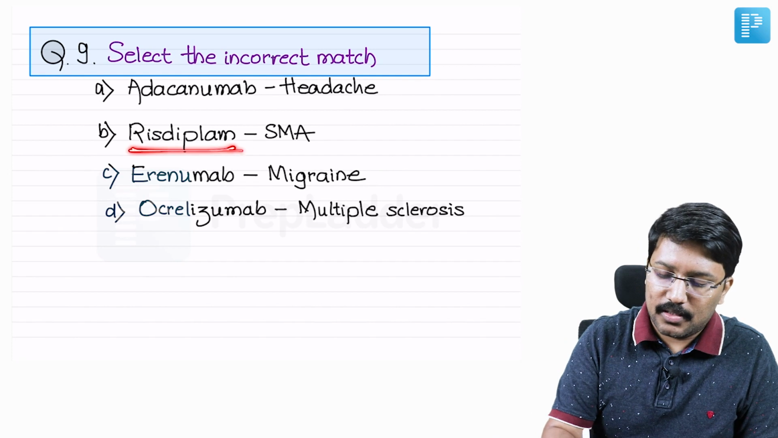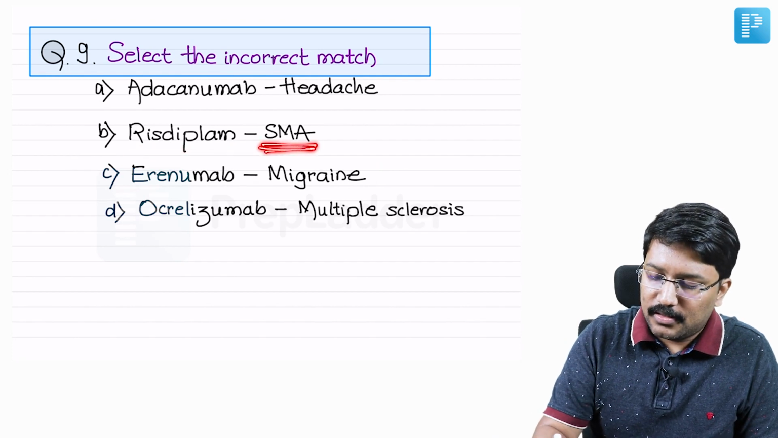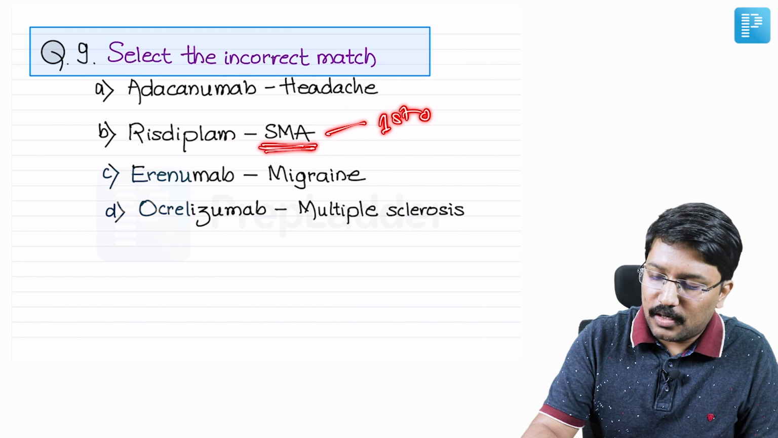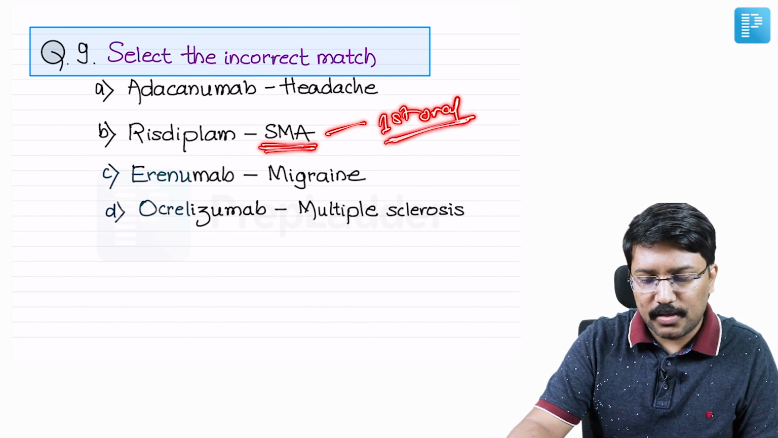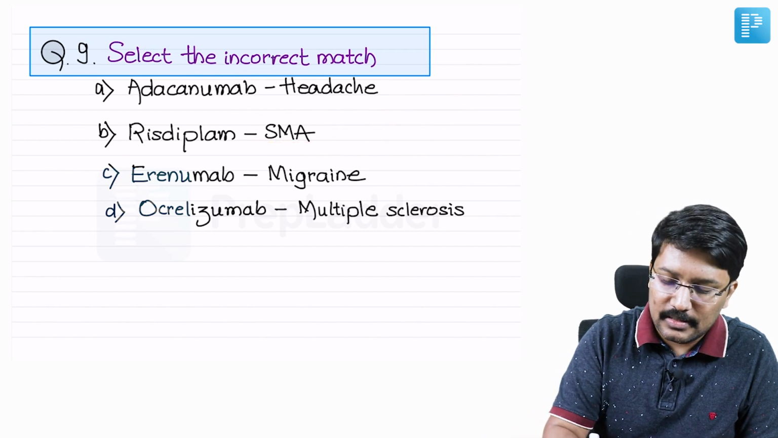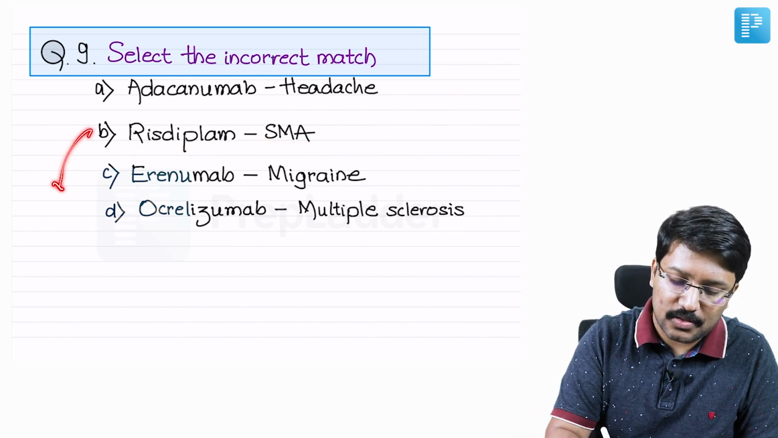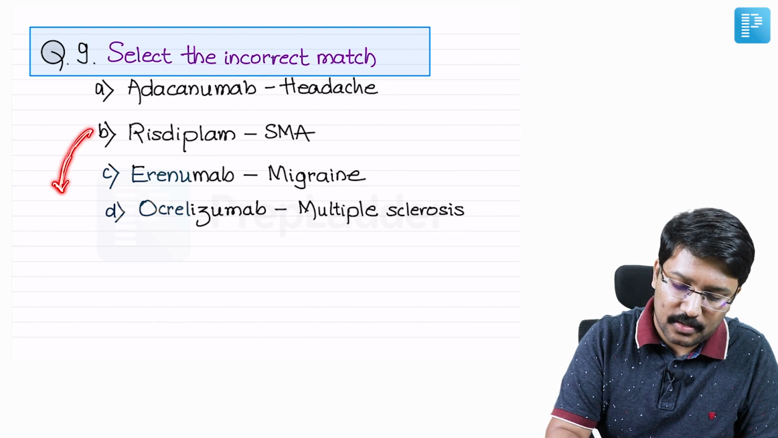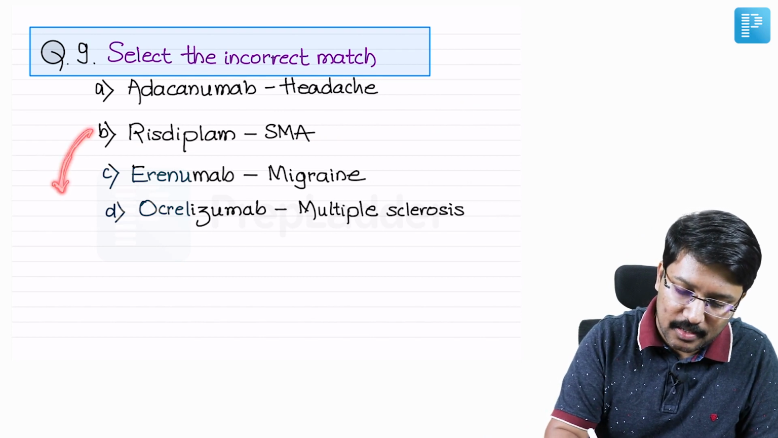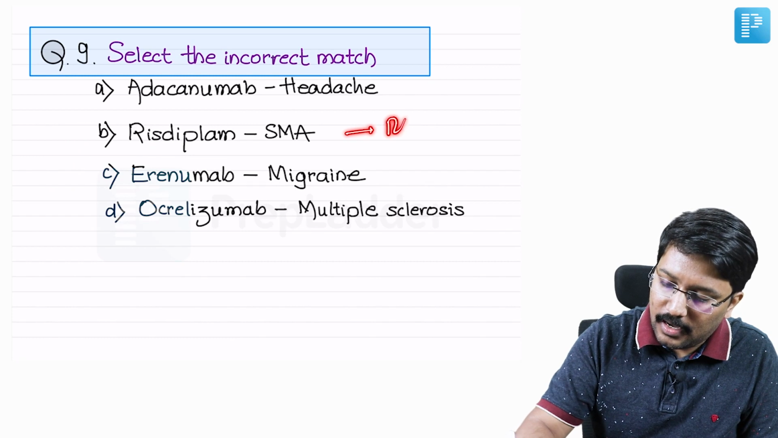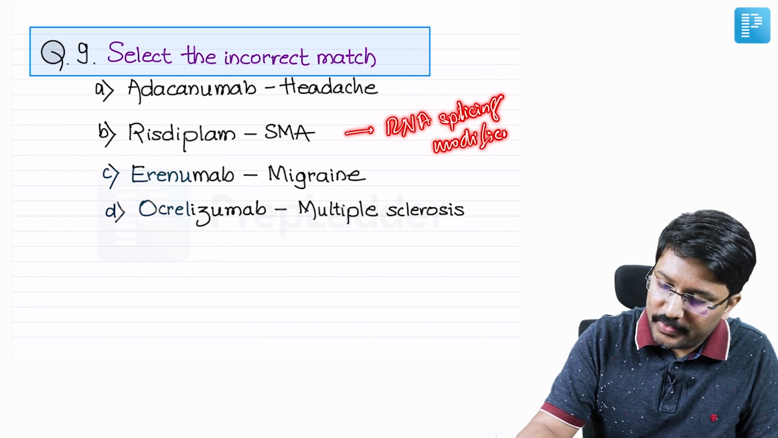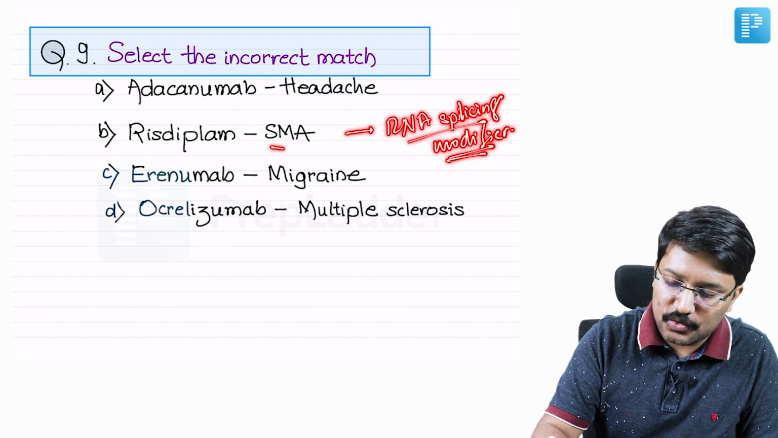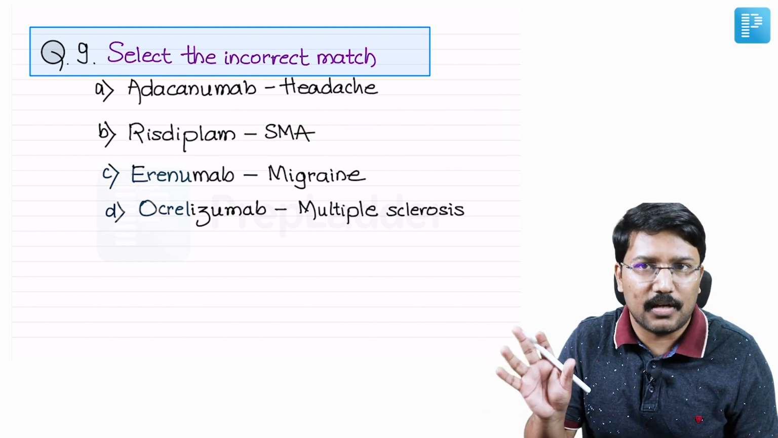Now risdiplam is a drug. In fact, this is the first oral drug approved for treatment of spinal muscular atrophy. Okay. So here there is one important point for us to learn. This is the first oral drug. We already had two drugs which were parenteral. This is the first oral drug. And the other point I want you to note is that risdiplam is an RNA splicing modifier. I will discuss more of it. There is one more question coming in relation to spinal muscular atrophy, so we will discuss more about it there, right?